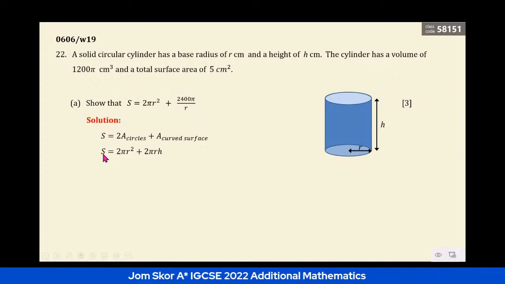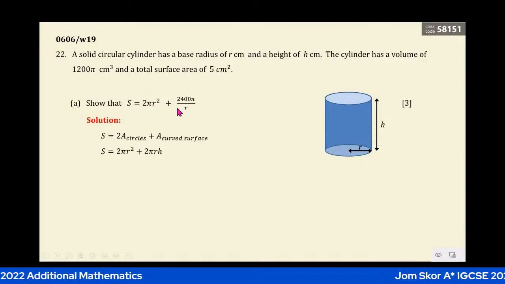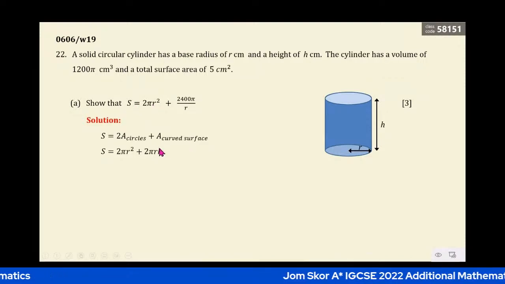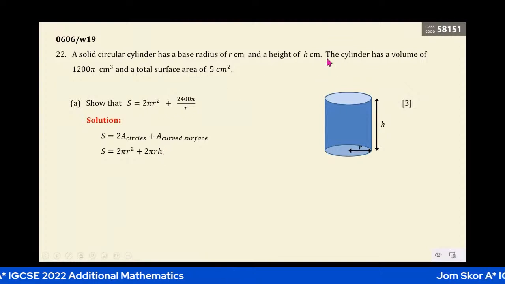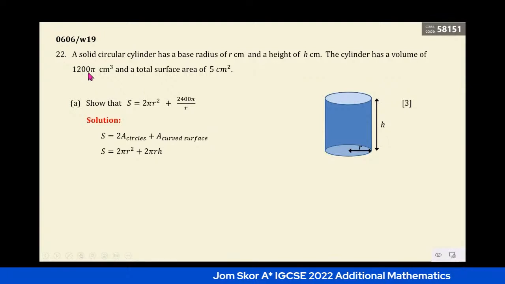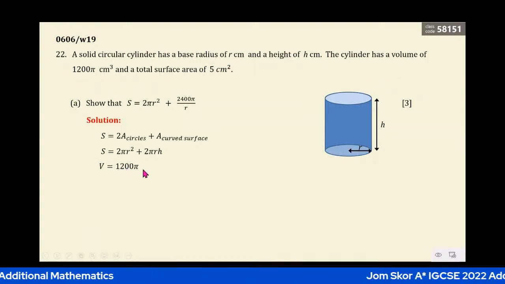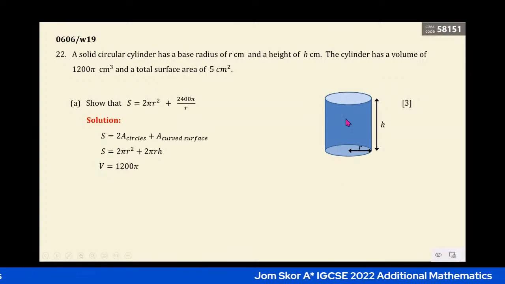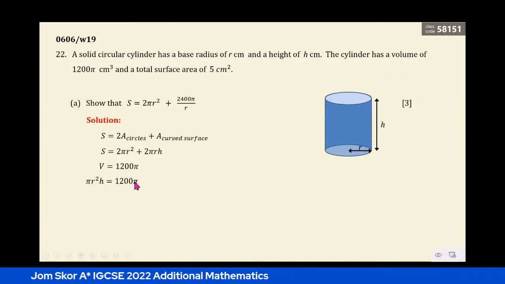Alright. So now you look at this surface area. Surface area is in terms of r and h. But then here you only have S in terms of r. So you have to think how can you convert this h in terms of r. Okay. What is the formula? What is the information given in the question? So the question gives you the volume of the cylinder is 1200 pi. So you may use this one. All right. So what is the volume of the cylinder? Pi r square h. Okay, equal to 1200 pi.